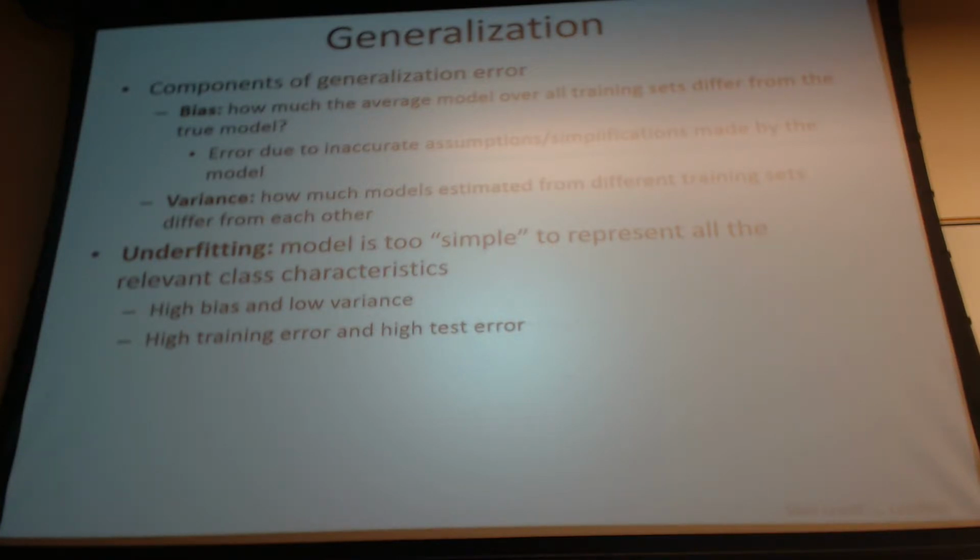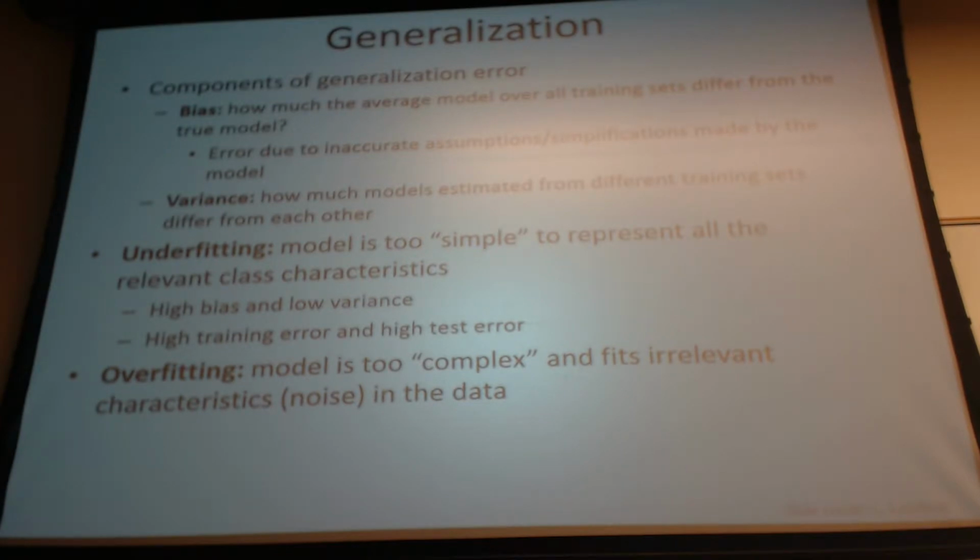Then the other concern is overfitting. The model is too complex and fits irrelevant characteristics in the data. It even learns the noise. Right? If you have measurement noise, it learns the noise. Now, what will you see here? You'll see that the bias is low because for a given training set, it is extremely accurate, but the variance is high. If you give a separate training set, the accuracy will go down. So it's low bias but high variance.